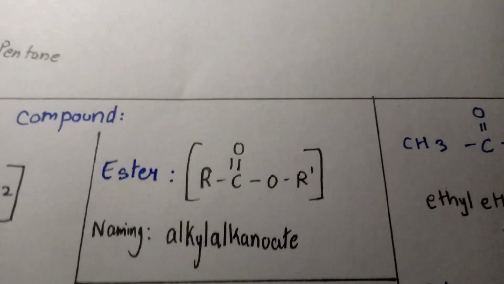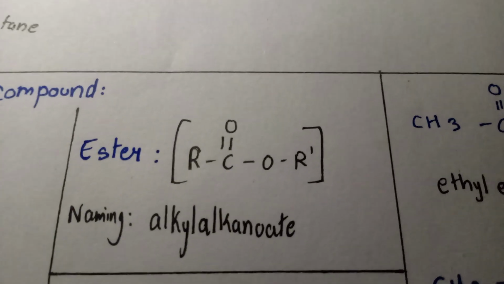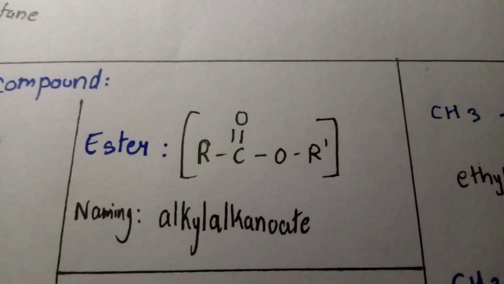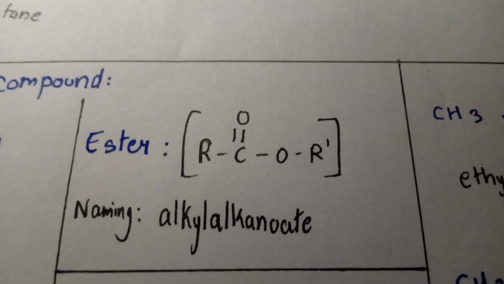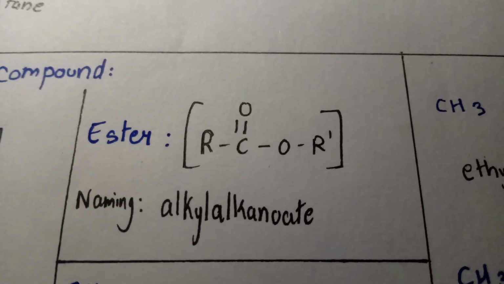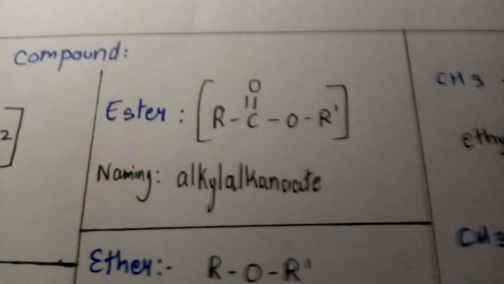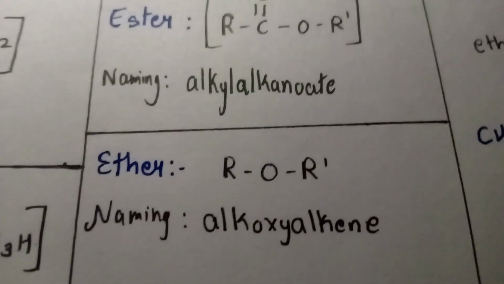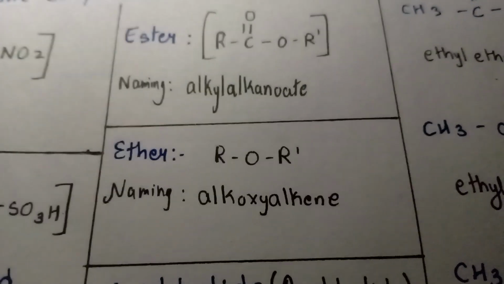Next up is ester. Ester will have one carbon attached to one R, which is alkyl, double bond to oxygen, single bond to another oxygen, and again one alkyl. When naming, it will be called alkyl alkanoate. Then ether will be R O R', called alkyl oxy alkane.